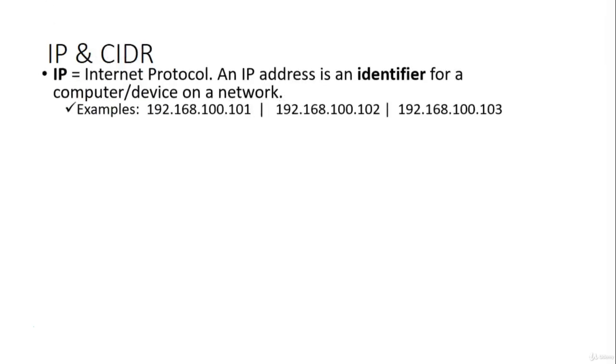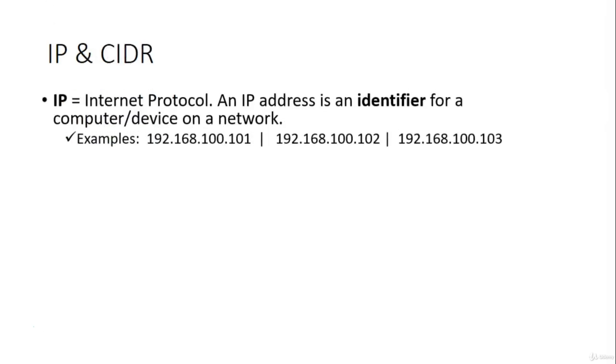IP and CIDR. IP and CIDR may sound a little daunting at first if you are not from a networking background, but hold on. I will try to make it easier for you. Let us see. IP is Internet Protocol. An IP address is an identifier for a computer or device on a network. The way a zip code identifies an area, in a similar fashion, an IP will identify a computer or a device on a network. The device can be anything, any connected device.